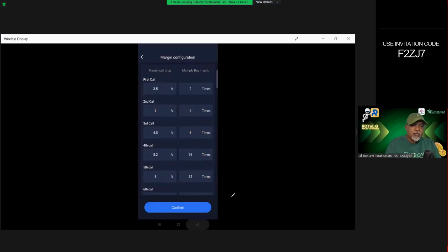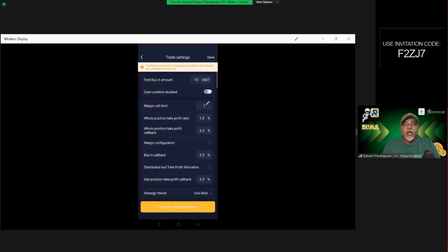All right, guys. So now I believe you will understand about margin call limit. You understand about buy-in callback. You understand what's actually happening, how it's buying, more or less. You understand about margin configuration. I hope you guys can understand this. All okay so far?